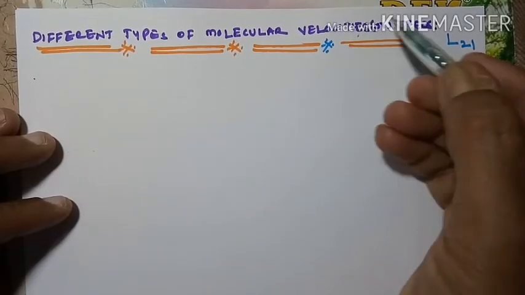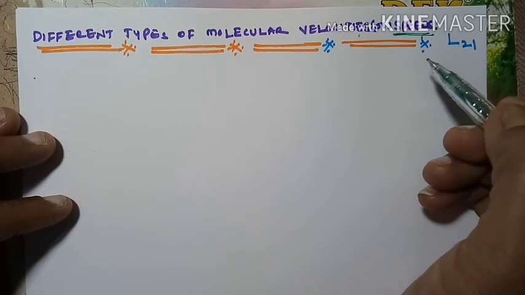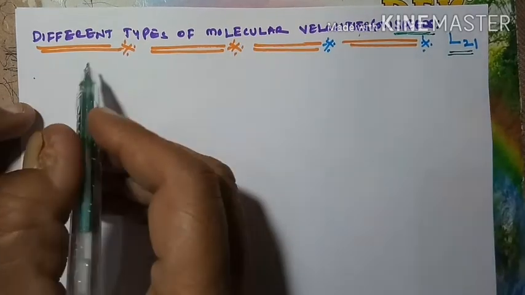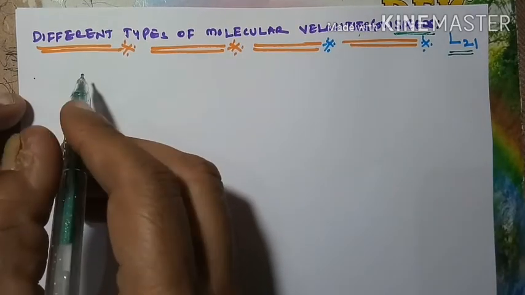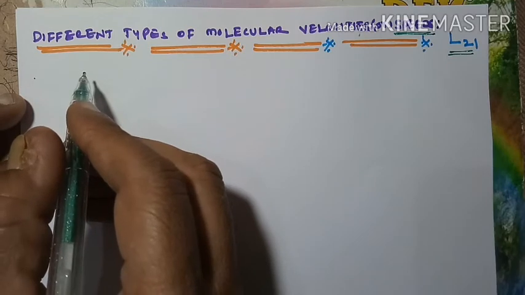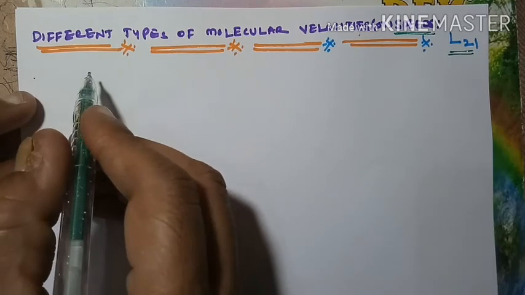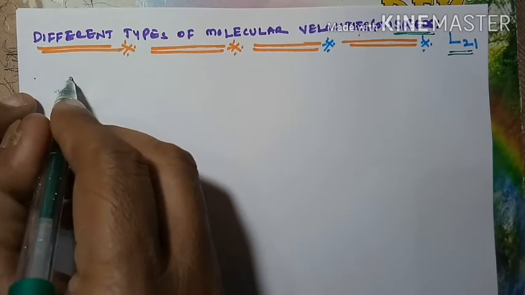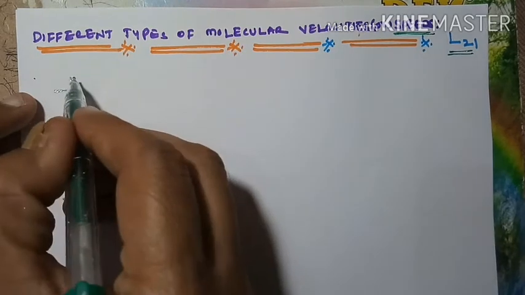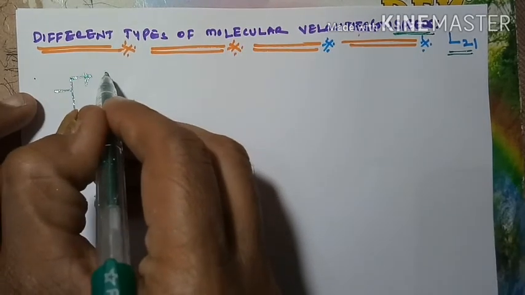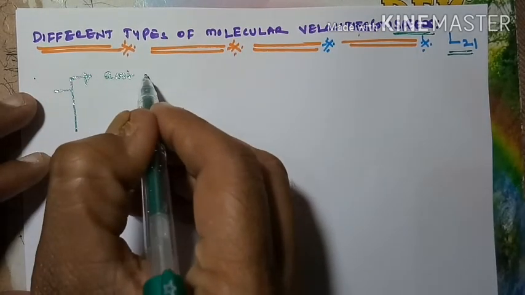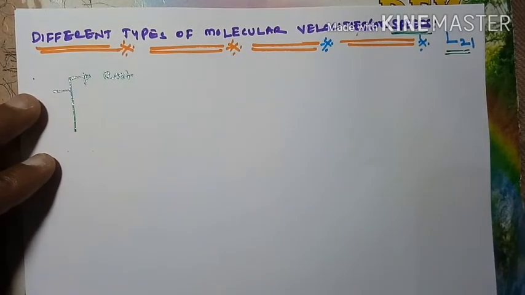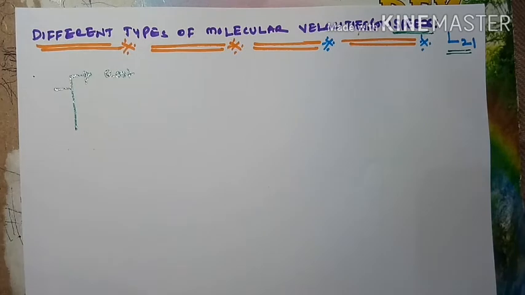Different types of molecular speeds. This is lecture number 21. Under this, we have three types of molecular speeds in our syllabus. Molecular speeds are expressed in three different terms. Those three different terms are: one is root mean square velocity.